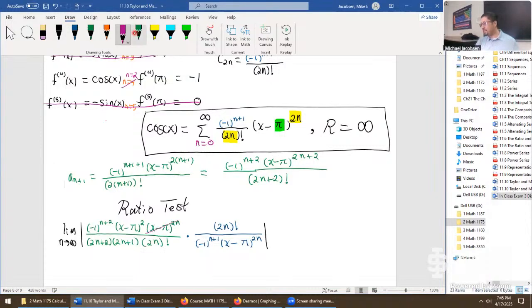Cancellations for this is going to be the (x minus pi) to the power 2n. Looks like just anything with the 2n is going to cancel off. The 2n factorial cancels, and the (-1) to a power cancels due to absolute value. So all that's left behind is (x minus pi) squared, and that denominator.